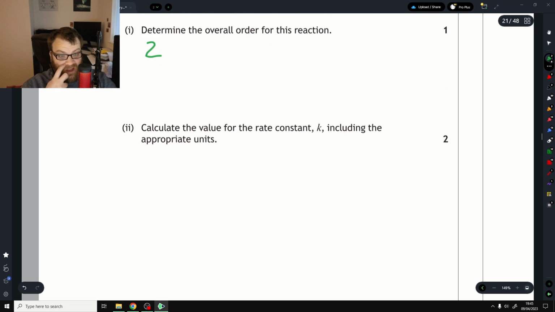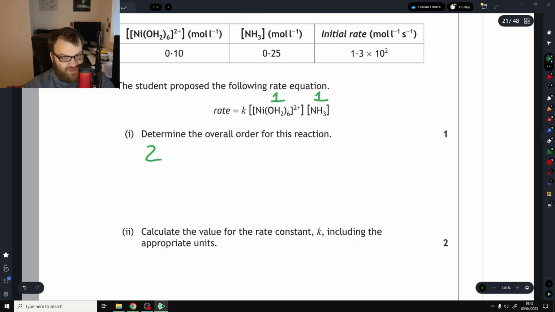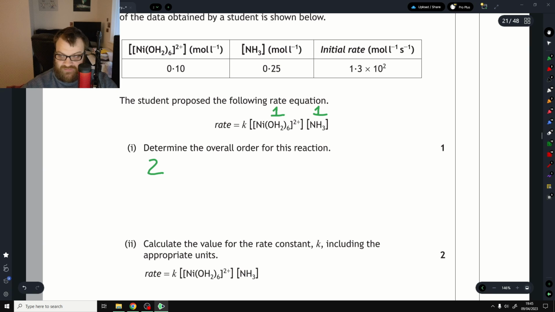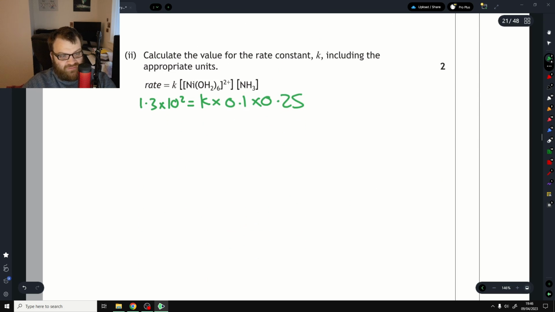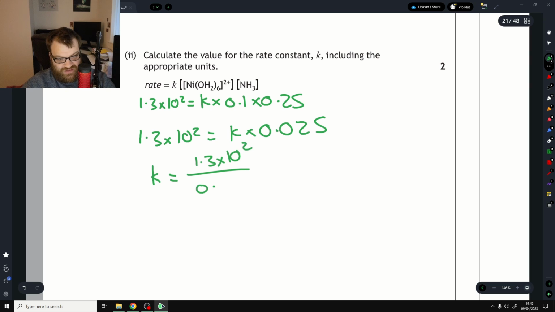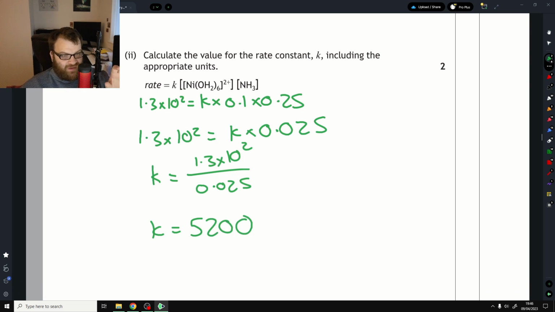Next one, we have to calculate the value for the rate constant, including the appropriate units. So we'll deal with the numbers first of all. So we can start to put in our values that we are given. The rate is 1.3 times 10 to the power of 2 equals, okay, we do not know, k times 0.1 times 0.25. Moving this along, we then have 1.3 times 10 to the 2 equals k times 0.025. Rearrange it for k. K equals 1.3 times 10 to the power of 2 over 0.025. Pop that in your calculator. That gives us 5,200.